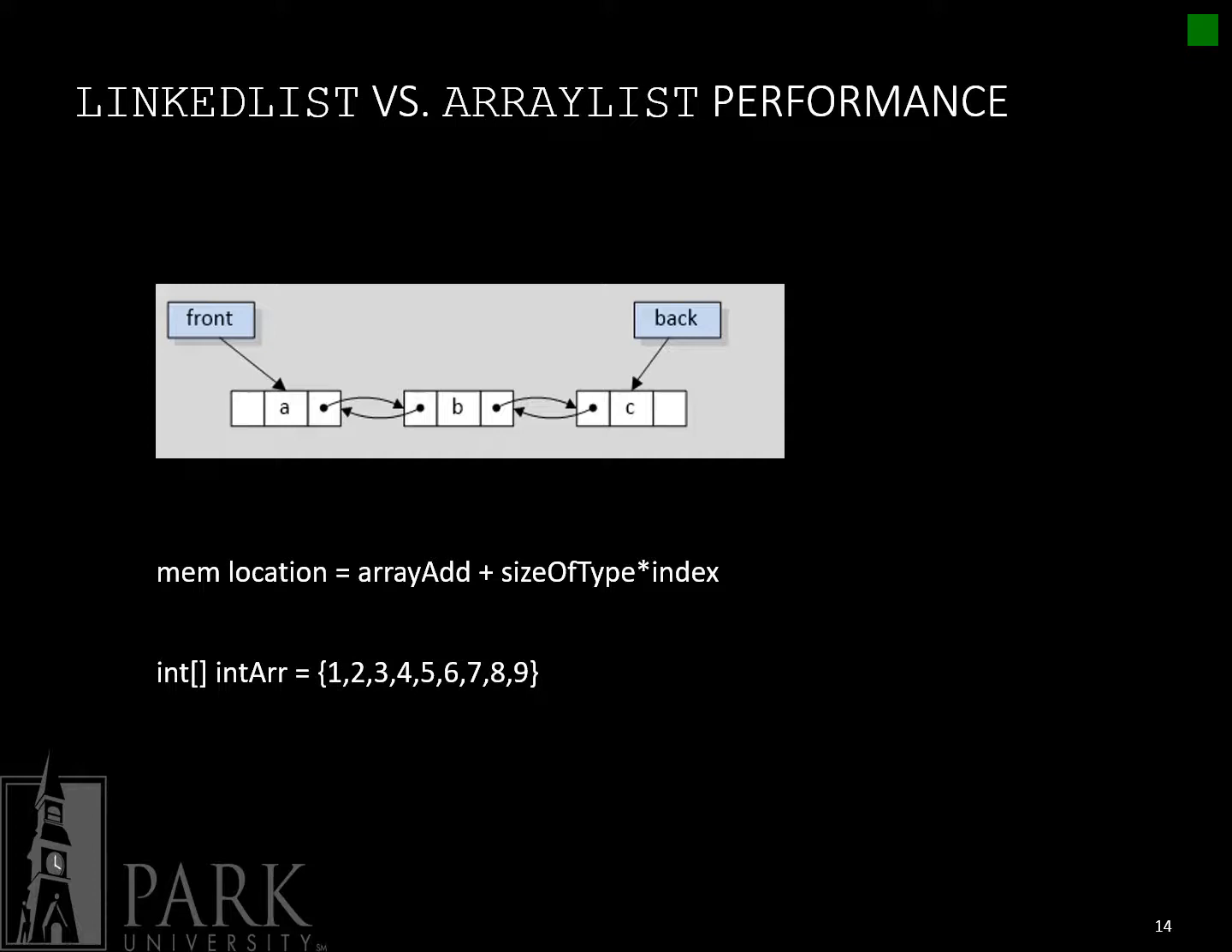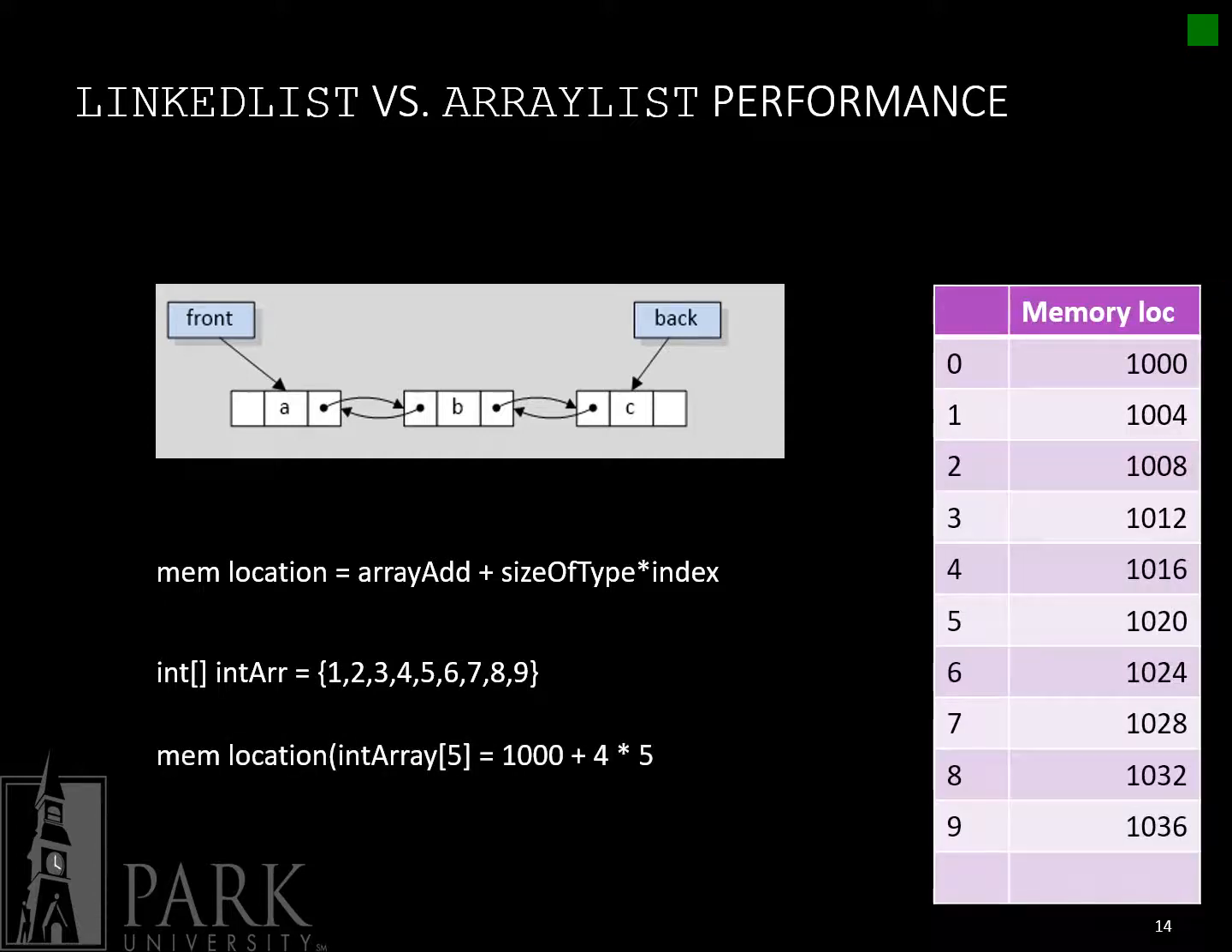location of the array. If we started at 1000, it would result in a memory location of 1020 in this scenario, because we are at the 5th index and we're saying it takes 4 bytes to store an integer, so 5 times 4 is 20, which is going to result in memory location 1020. So we can jump right to whatever index that we want.